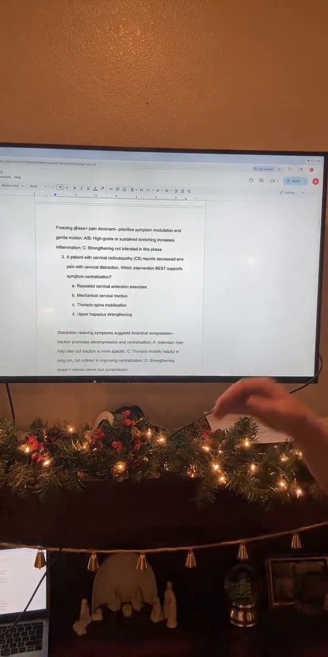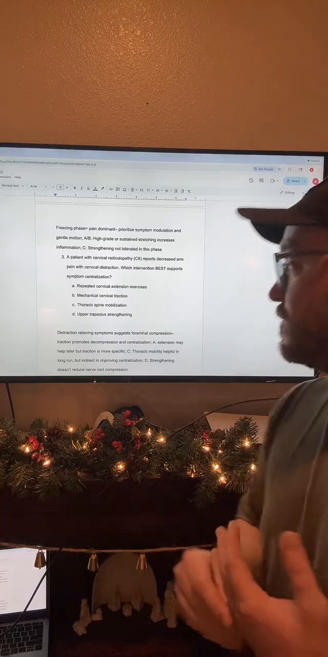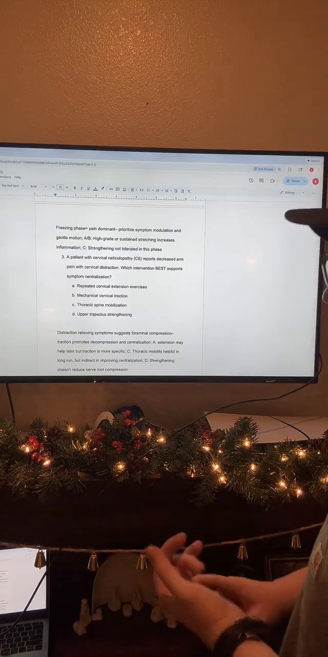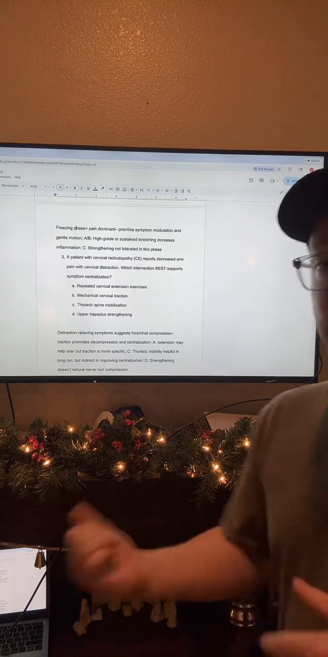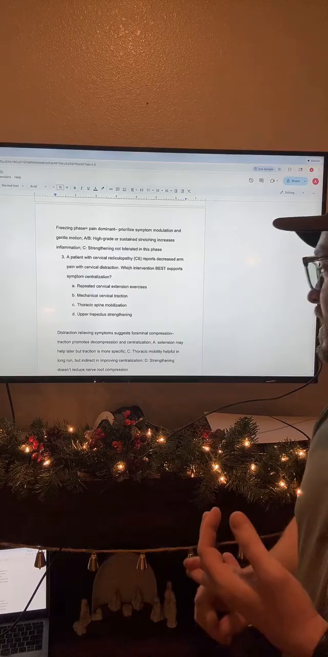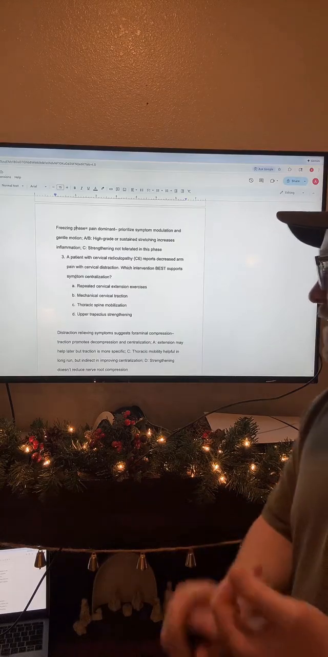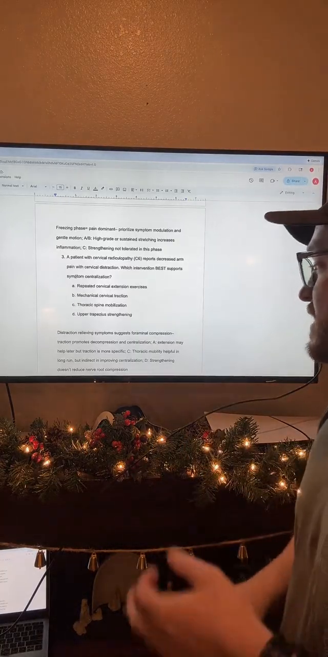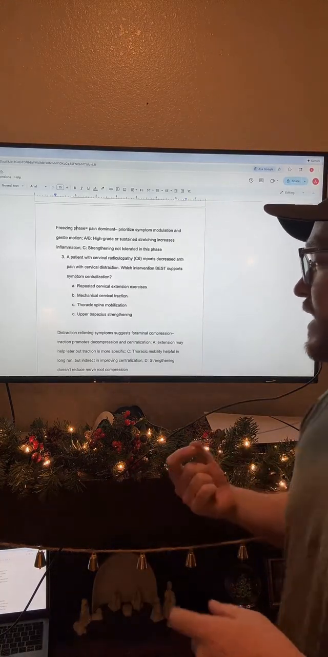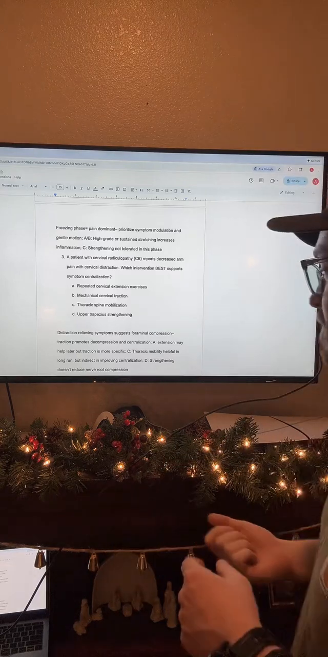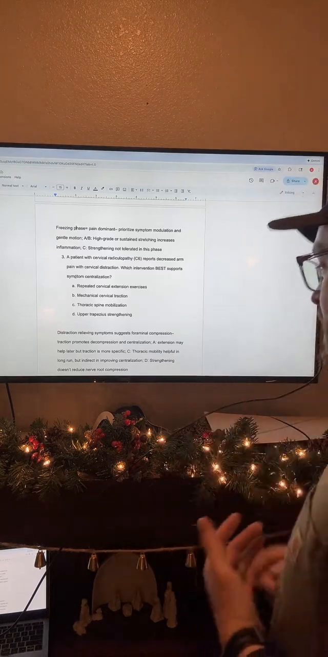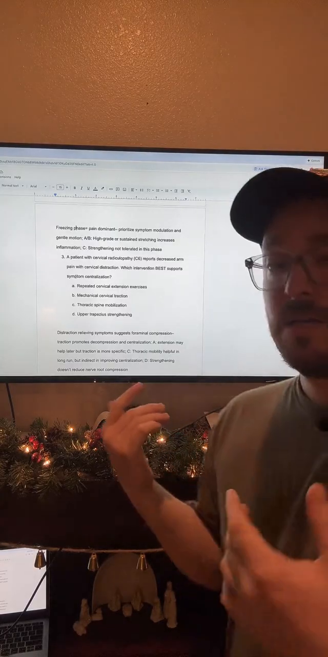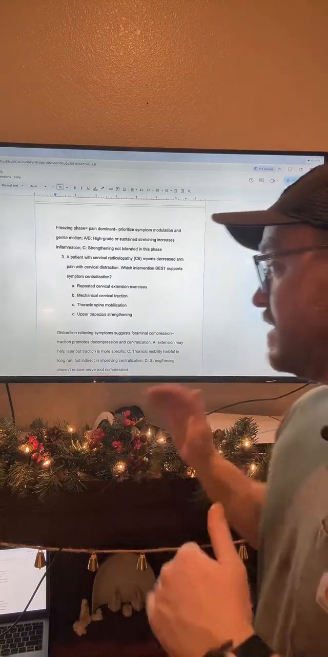The answer is B, mechanical cervical traction. Distraction relieving symptoms suggests foraminal compression; traction promotes decompression and centralization. A, extension may help later, but traction in the earlier stages is going to be more specific. C, thoracic mobility is helpful in the long run, but it's indirect in improving centralization of pain, especially from the cervical spine. And D, strengthening doesn't reduce nerve root compression. So that's why D is wrong, and that's why B is the right answer.